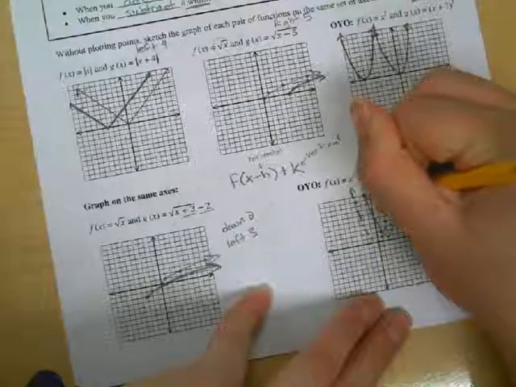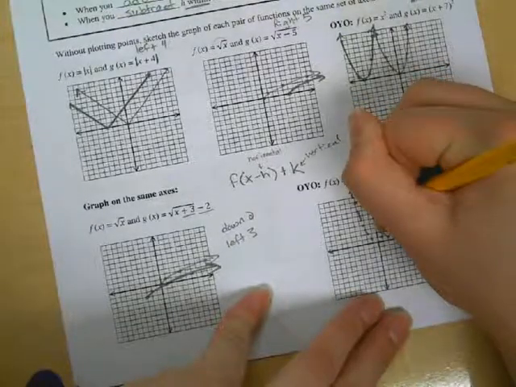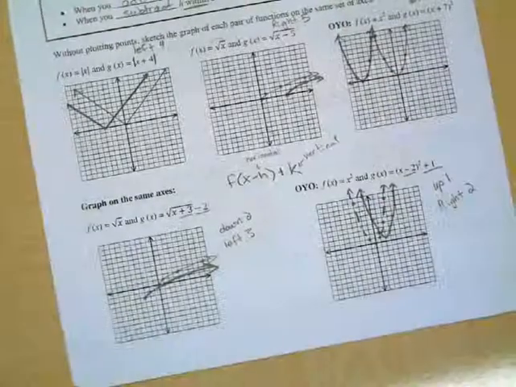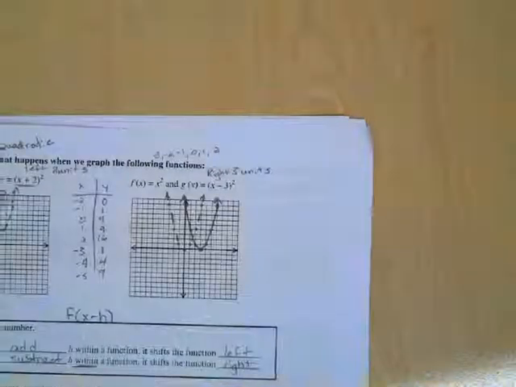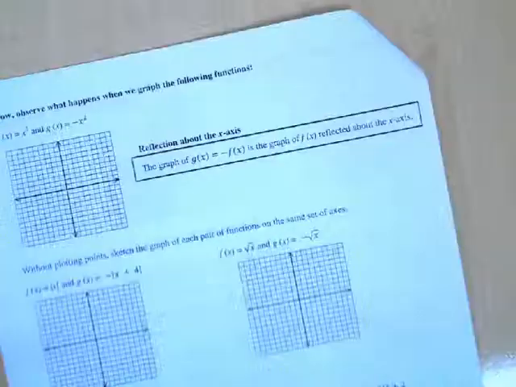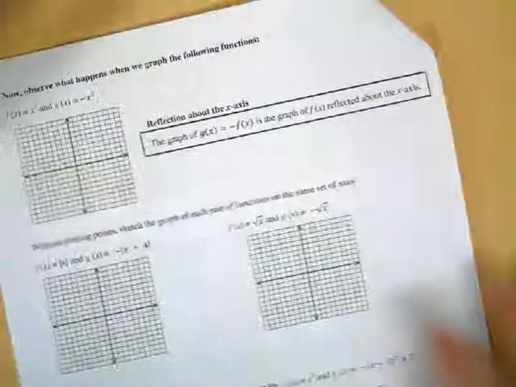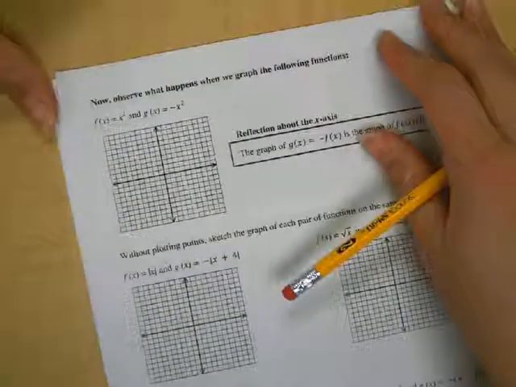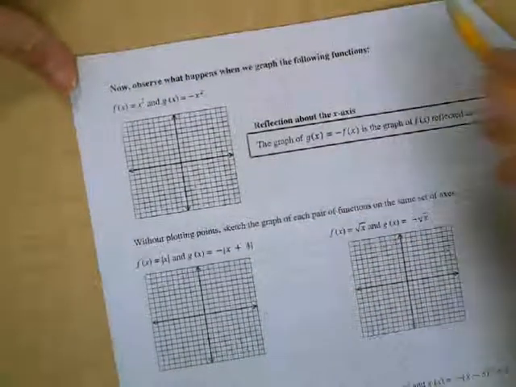Got my U. It is just up and over a little bit, and that's what that looks like. Okay, so that's transformations vertically and horizontally. So the last little piece we have to look at is just going to be the reflections.